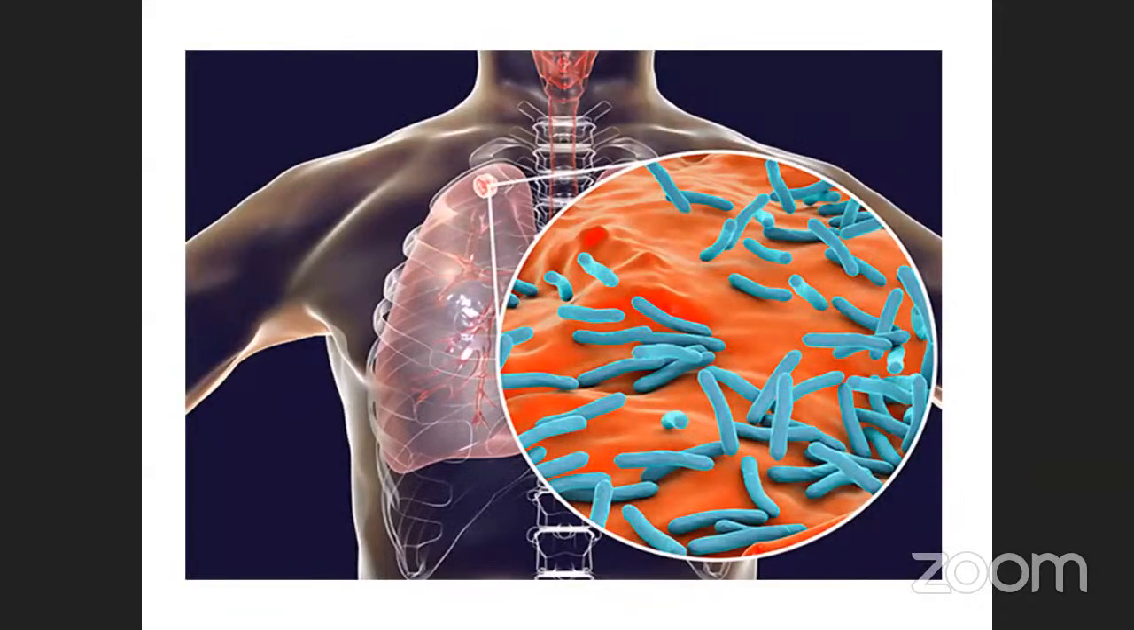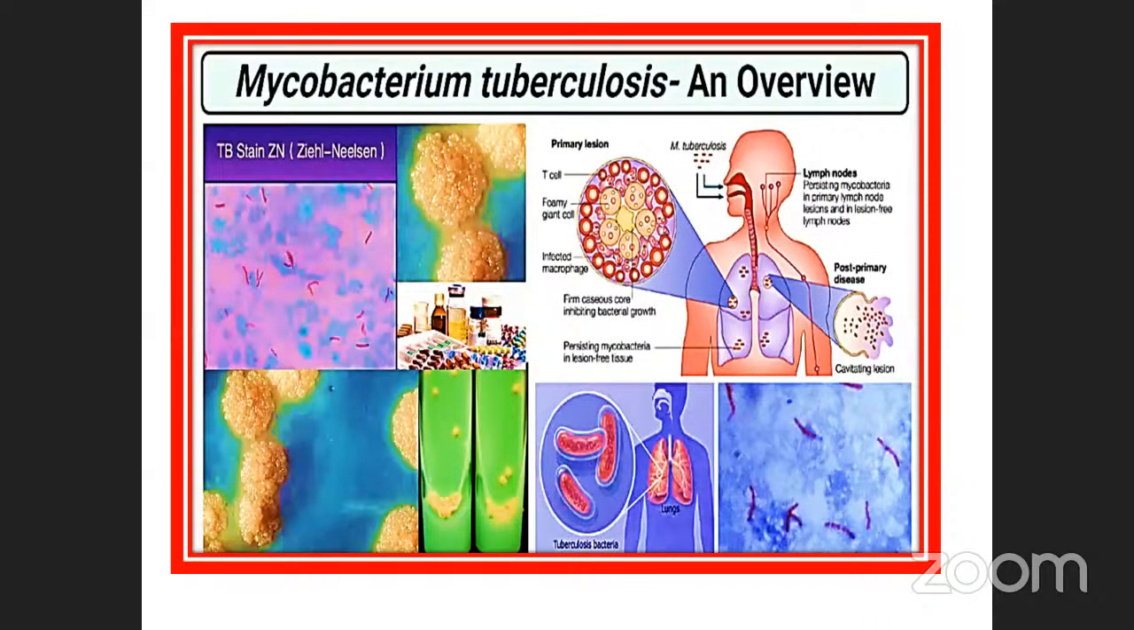See the structure. This is also bacteria present in the lungs, shown in a magnified structure. So these are the symptoms. See that this is the bacteria. The stain is called the TB stain, the Ziehl-Neelsen stain. Sometimes they may ask which type of stain is used for the identification of Mycobacterium tuberculosis. That means the Ziehl-Neelsen stain. This is also very, very important.